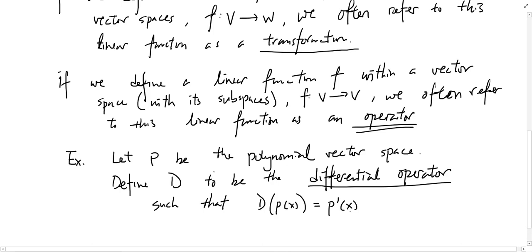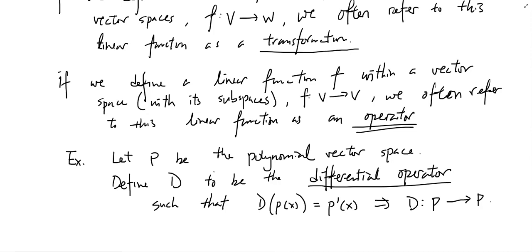Now here's something interesting to think about. In this example, we define our differential operator on the vector space P. If I take a derivative of a polynomial function, what does the resulting function look like? Well, the resulting function is also a polynomial. Now, some of you might be thinking, wait, but the degree is one degree lower. And you are correct.